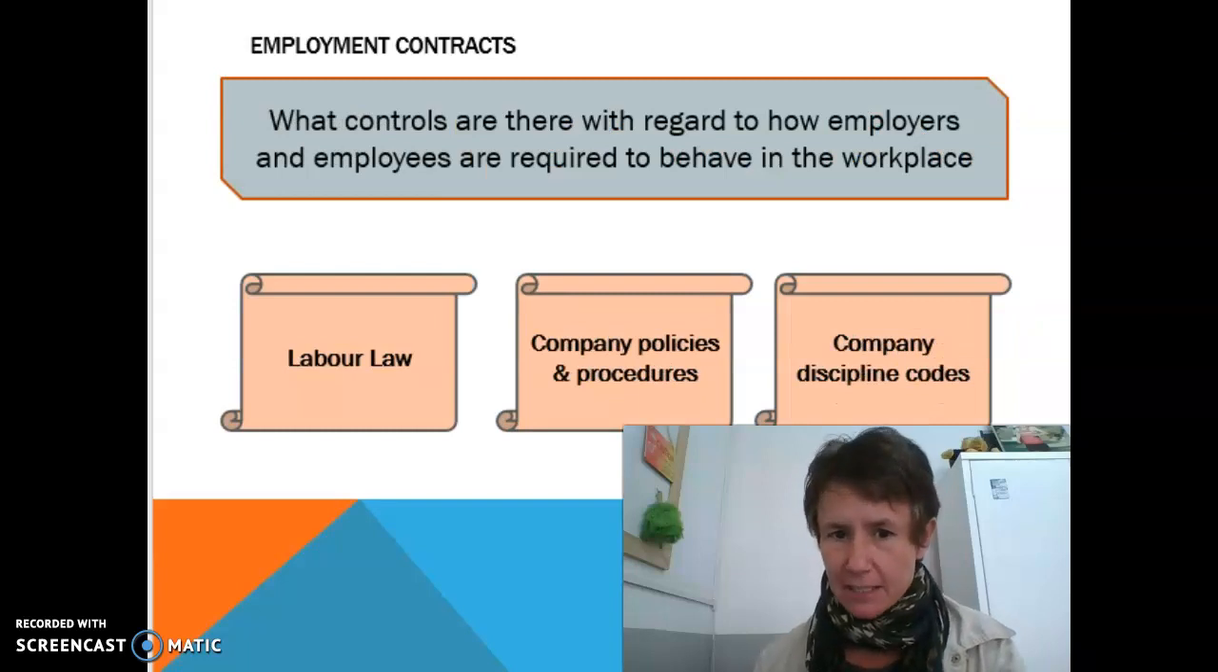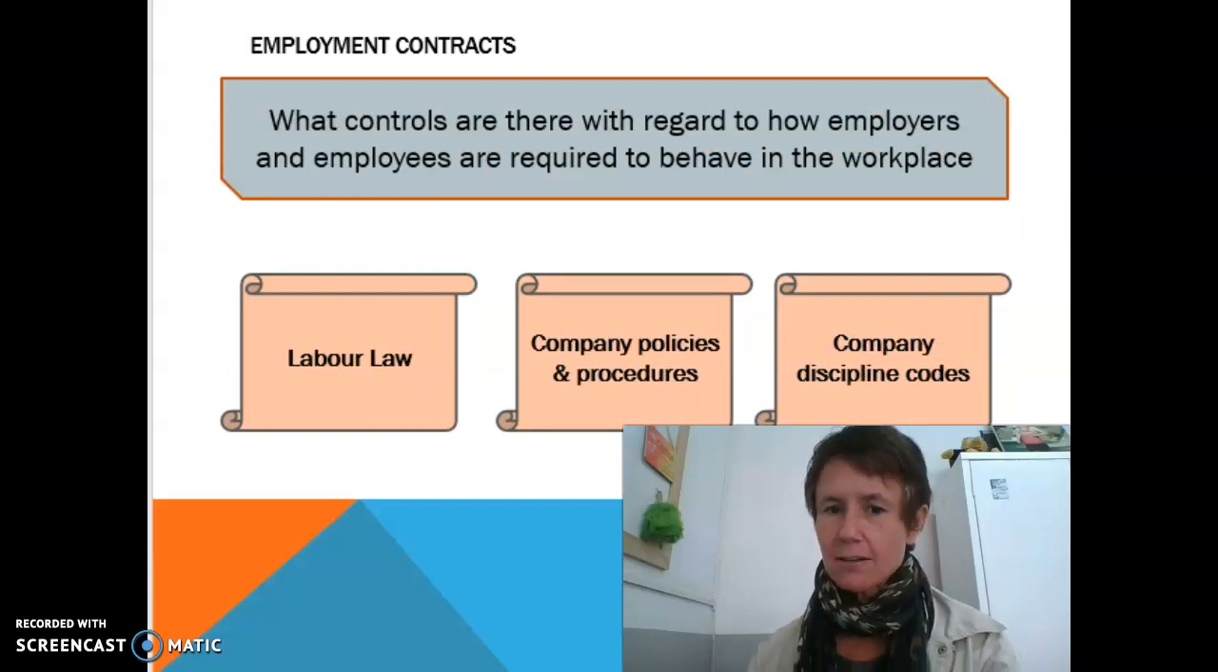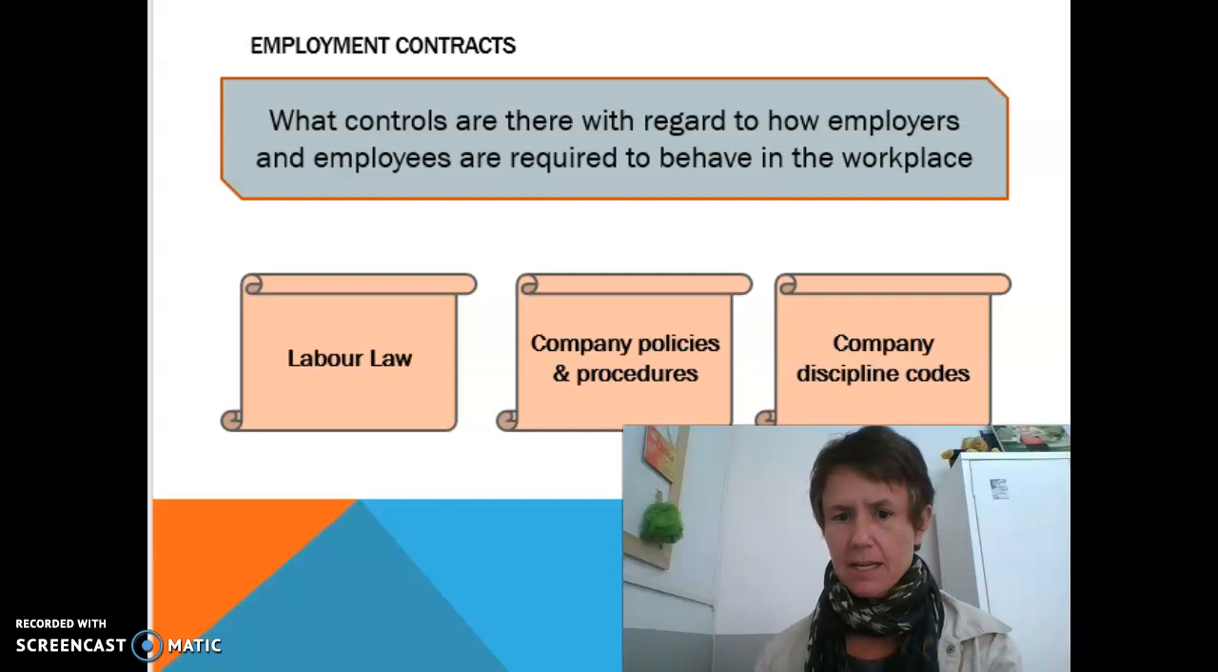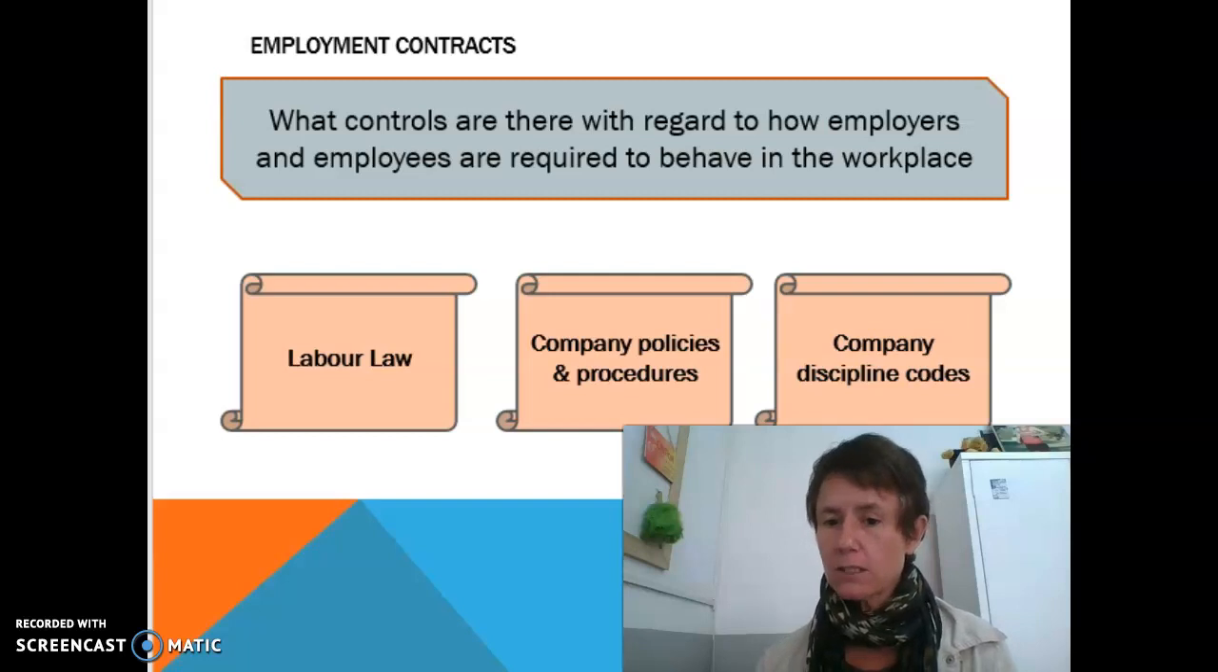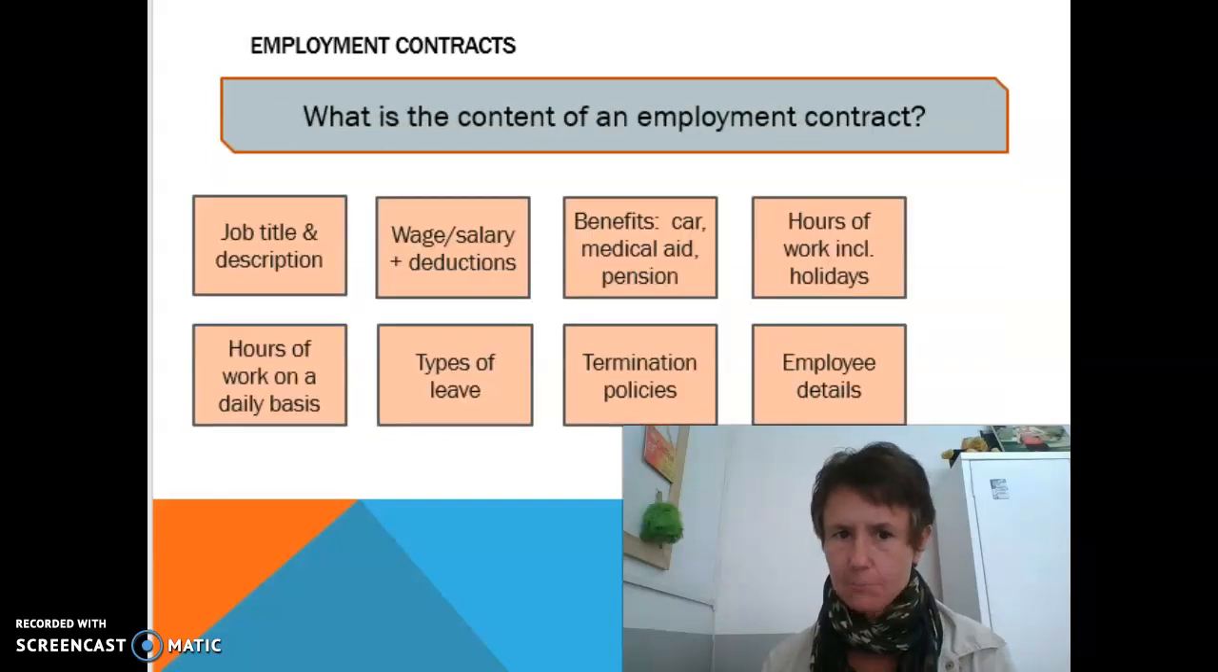So something else, what controls are there with regard to how employers and employees are required to behave in the workplace? Basically, the labor law dictates how an employee and an employer need to behave. It also, in the contract, gives you company policies and procedures, as well as what the disciplinary code is. So should I do something that is not professional, I will need to go forward for a disciplinary hearing. And before I started working at my place of work, I know this because it is in my contract.